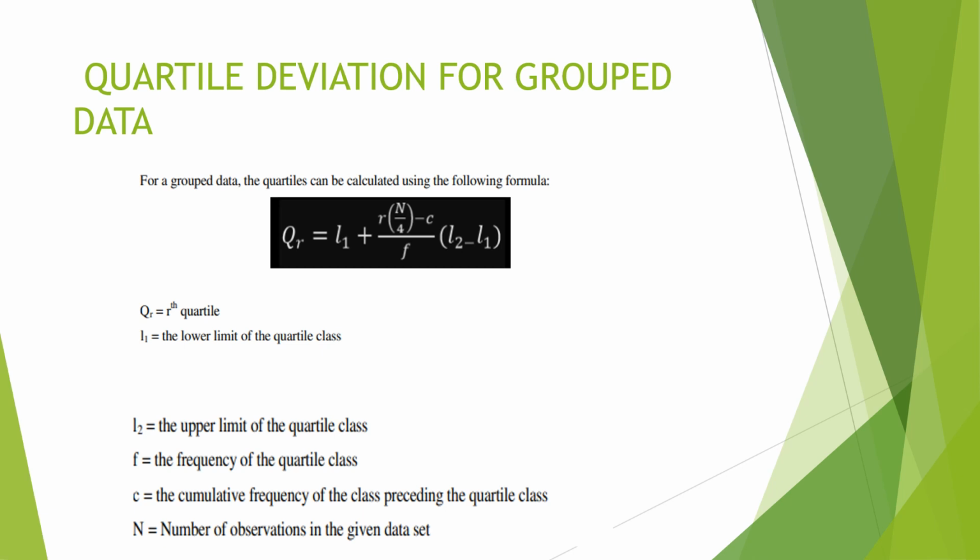Now the quartile for grouped data is Qr equals L1 plus (rN upon 4 minus C) upon F into (L2 minus L1). Qr is the rth quartile, L1 is the lower limit of the quartile class, L2 is the upper limit of the quartile class, F is the frequency of the quartile class, C is the cumulative frequency of the class preceding the quartile class, and N is the number of observations in the given data set.